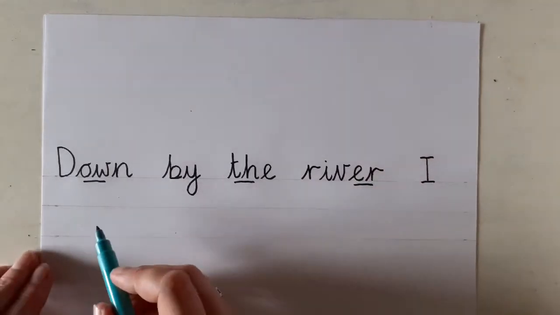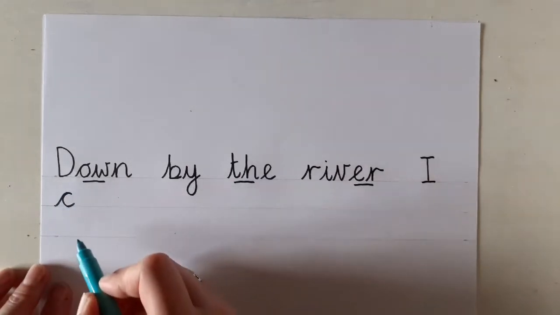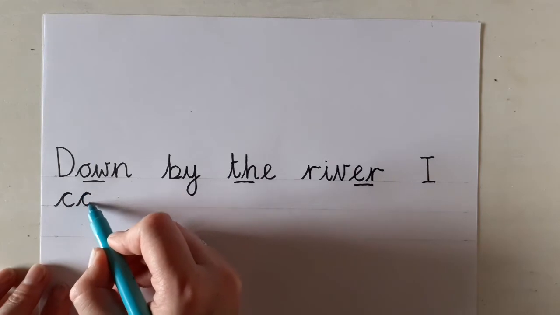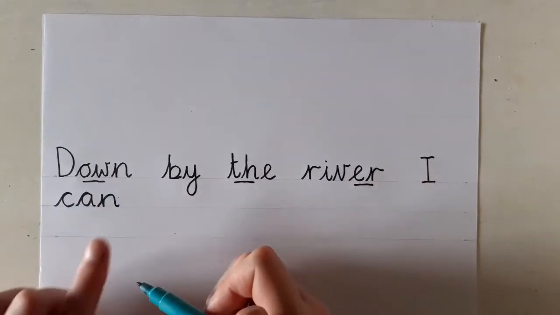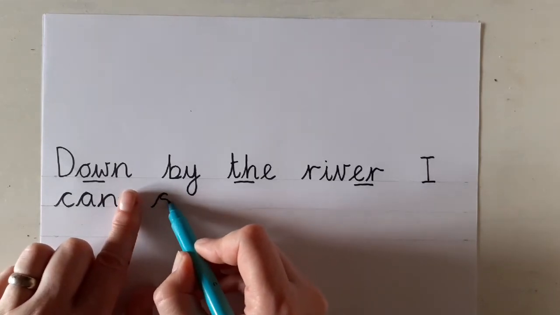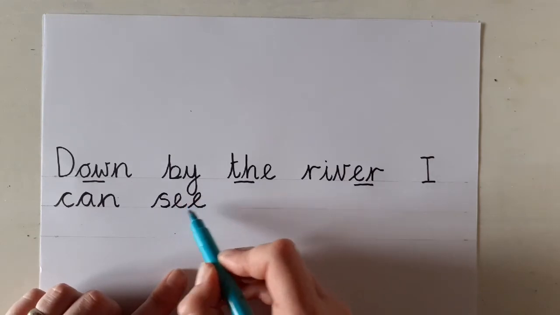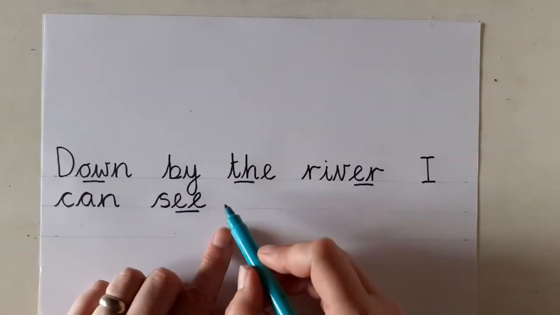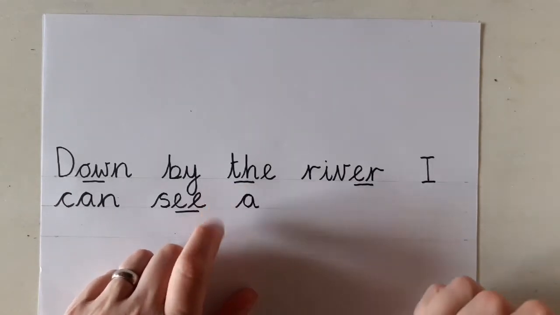Okay, let's go to the line underneath. We're going to write can, which is easy to sound out. C, a, n. I can. Finger space. S, and an E and an E to make that ee sound. I can see. Now we're going to write a bridge. Finger space, a, which is easy, isn't it?